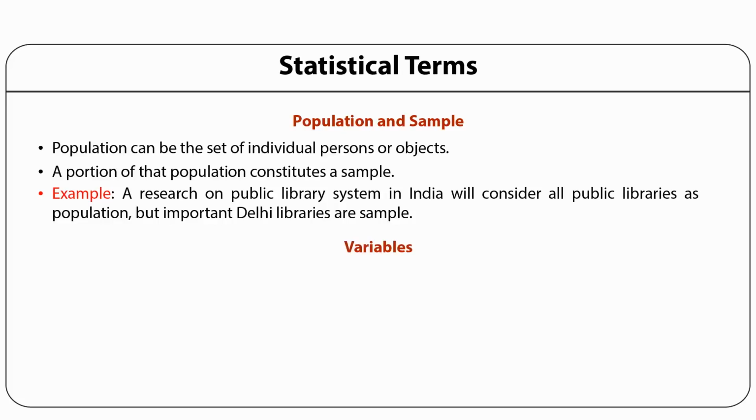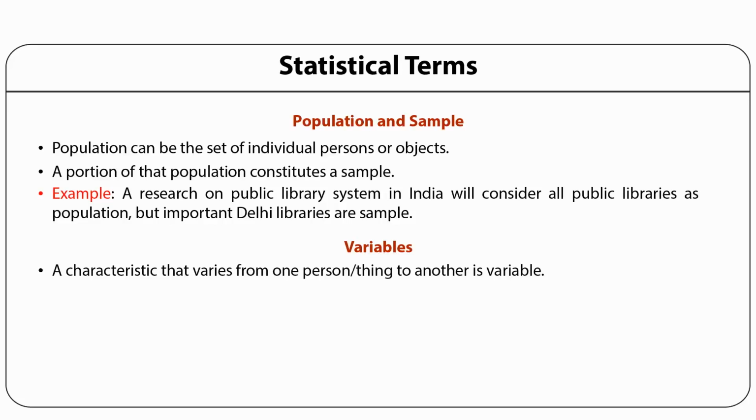Variables are only those things which can change with time. For example, the height of people, marital status, weight of people, so these are changeable things, so they are variable things. Similarly, from a library perspective, how many people visit in different months, they are changing, so they are all variables. Variables are quantitative and qualitative variables.